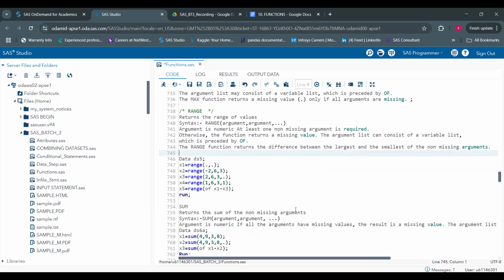So basically, minimum is the minimum value, max is the max value, and range just takes the difference of the largest and the smallest value and gives you the range of it. Tell me, what is the range of this one, ma'am? X2? No, it's the difference of the largest and the smallest value, ma'am.